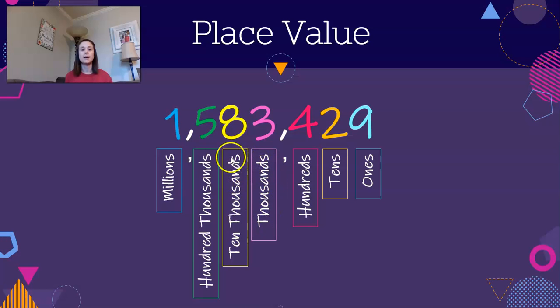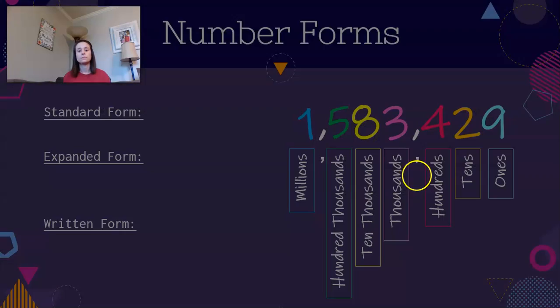And then I have my 10,000s, which corresponds to my tens place in my ones group. Then I have my hundred thousands, which also corresponds to the hundreds place value in my ones group. So every time you're going to have ones, tens, hundreds, thousands, 10,000s, 100,000s. If we were to keep going, it'd be millions, 10 millions, 100 millions.